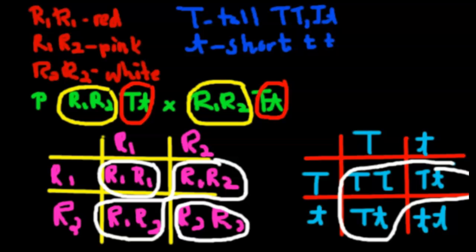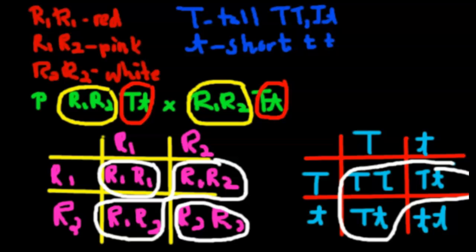On the top here, I wrote R1, R1 is red, R1, R2, pink, R2, R2, white. Our second trait, tall and short. Then you can see how I wrote that. And then they said that we're going to cross R1, R2, big T, little t, with the same. And so that's what I did.